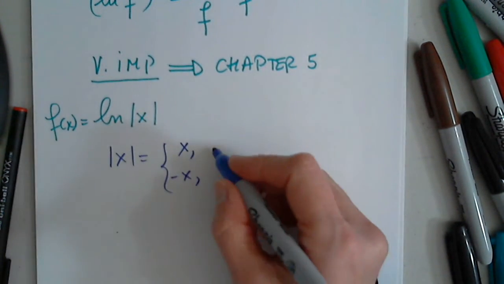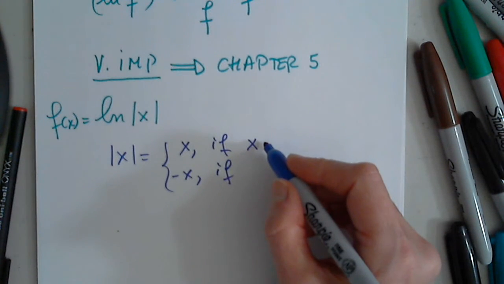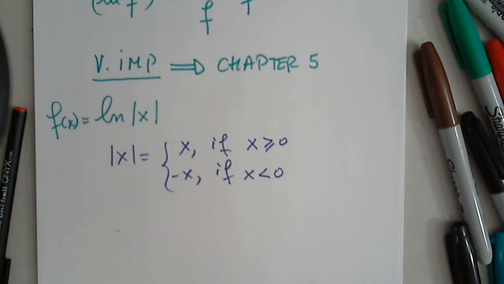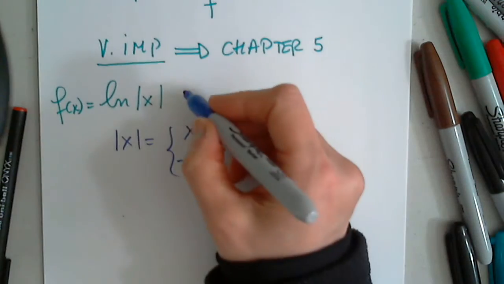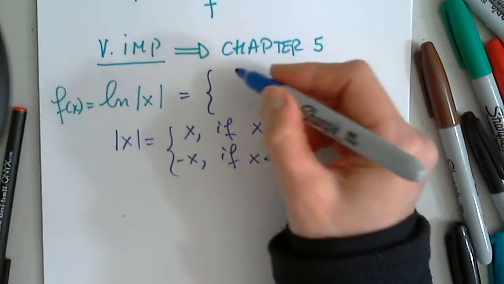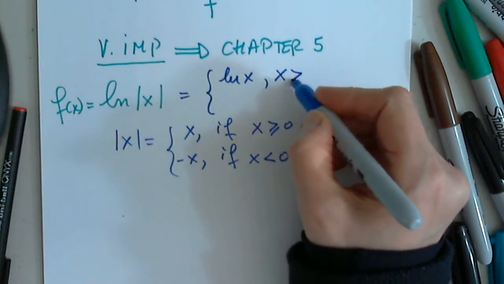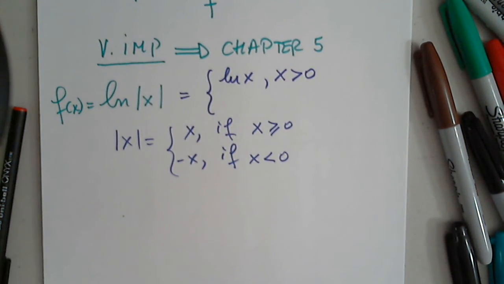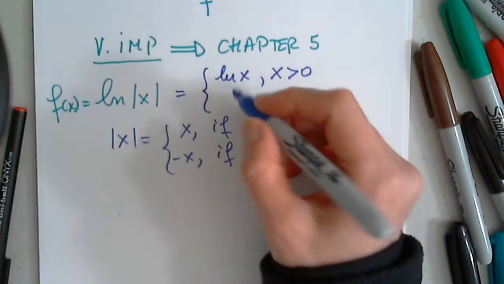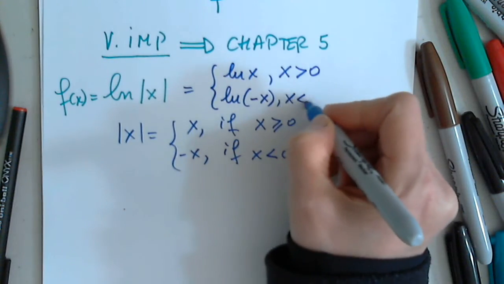If x is greater than or equal to 0. Very good. And the other one has to be the opposite. So then this function has two options. One option obviously is natural log x. However, I cannot have 0. Not in natural log. It's okay for absolute value, but not inside natural log. And the other option is the natural log of negative x for x less than 0.